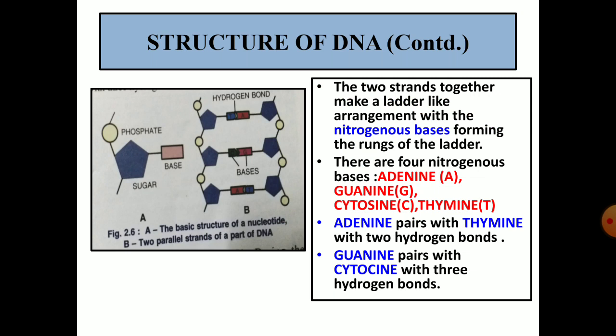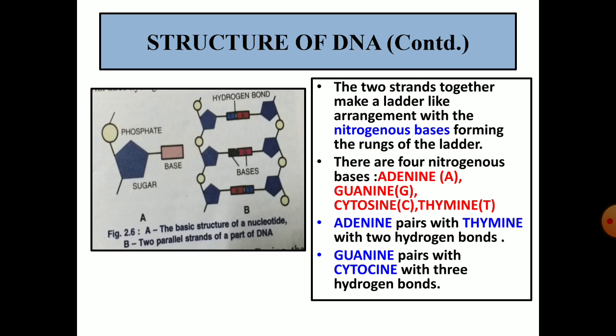Structure of DNA, now you can see it very clearly here. These 2 strands come together like a ladder-like arrangement with the nitrogenous bases forming the rungs of the ladder. The 2 side rows are the straight lines, and in the center you have the rungs of the ladder. There are 4 nitrogenous bases: adenine, guanine, cytosine, and thymine.